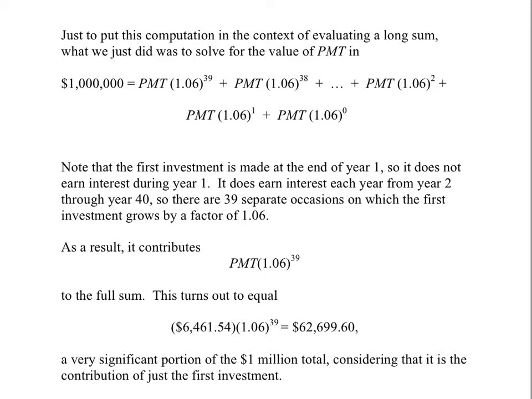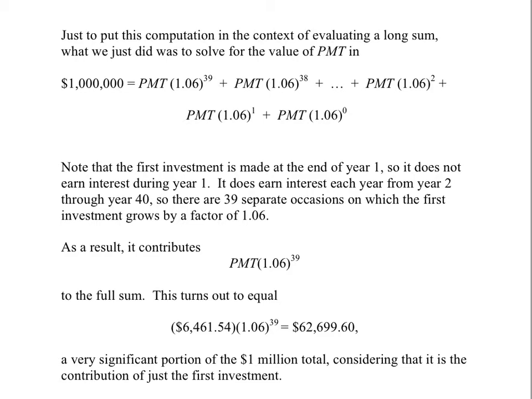How do we understand this 39 here? The very first payment that you make is at the end of year 1. You're going to go and tally up the value at the end of year 40. So from the end of year 1 to the end of year 40, 39 years go by.